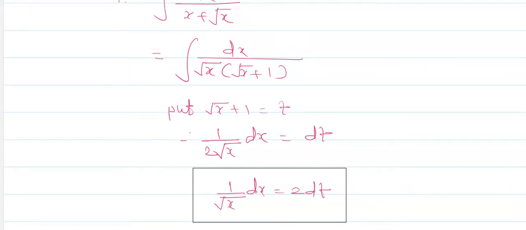Now what is its derivative? What is the derivative of root of x? 1 upon 2 root of x into dx, and the derivative of 1 is 0, and on the other side it is dt. But we require only dx upon root x. Therefore, we can write dx upon root x, and the 1 upon 2 comes over, so it becomes 2 dt. Therefore, 1 upon root x into dx is equal to 2 dt, and this is our main thing, that we are finding the value of dx upon root x.